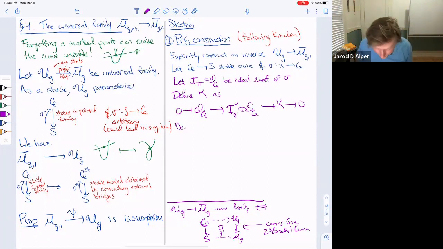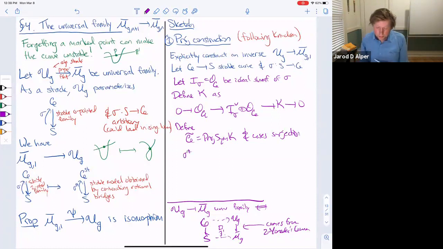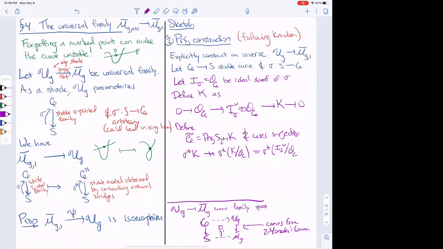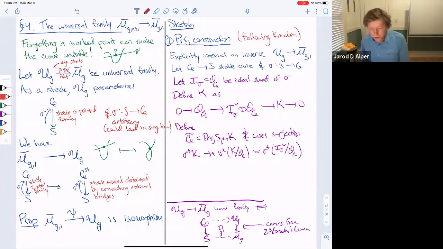And then Knudsen defines C tilde as the Proj of the algebra generated by K, the symmetric algebra of K. Then there's a surjection: if I take the pullback of K, it maps to the pullback of K mod O_C, which is identified via this exact sequence with the dual of I_sigma mod O. And what you need to show, and this is one of the really hard parts of the argument, is that this is a line bundle.